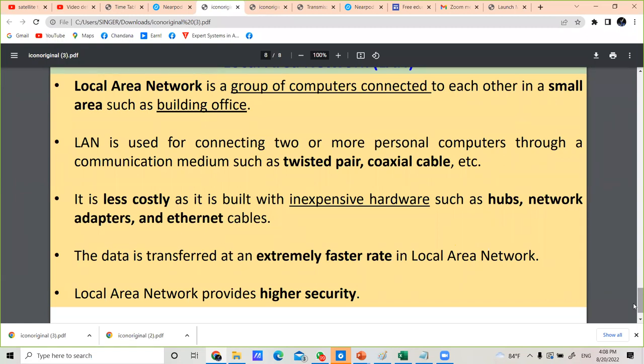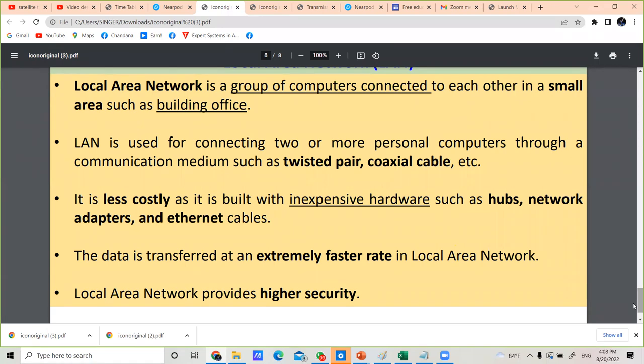Then data transfer, extremely faster rate. And actually, this is the advantage of having a local area network. If you have some experience with local area networks, then think about the data transfer rate, right? Your data is sent very speedily, quickly, from one location to another location. Data transfer speed is extremely fast.